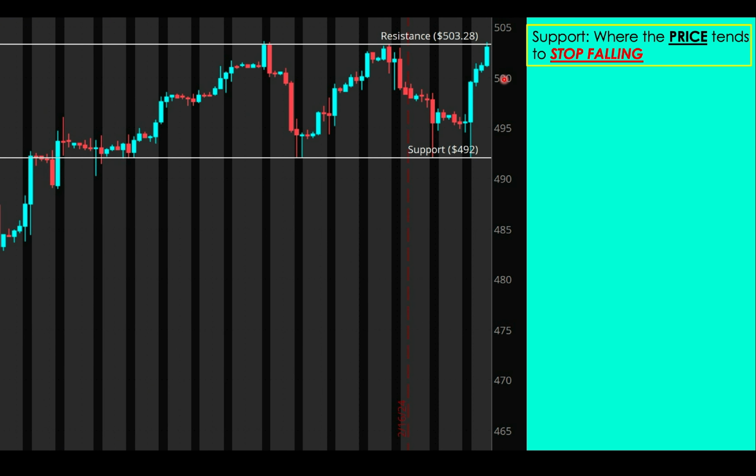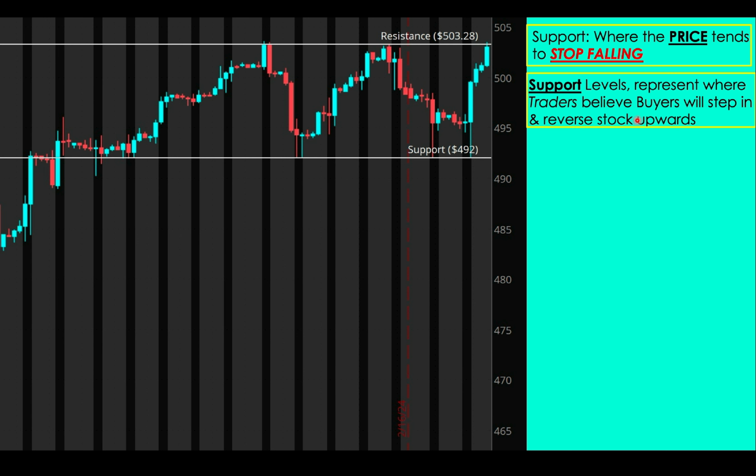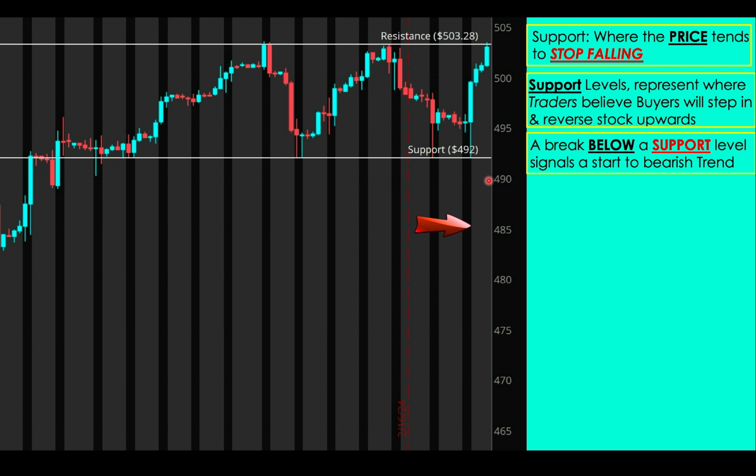Now, to briefly go over a support level, support is where the price tends to stop falling. Support levels represent where traders believe buyers will step in and reverse the stock towards the upside. For an example, at 492, this specific level on the S&P 500, every time we hit this general area, buyers step in and buy the price on up. You can see it every time we hit 492, about 4 times. The buyers step in and buy that price on up. A break below a support level signals a start to a bearish trend. So if we were to break this 492 level and drop on down, we start creating some bearish momentum to the downside.